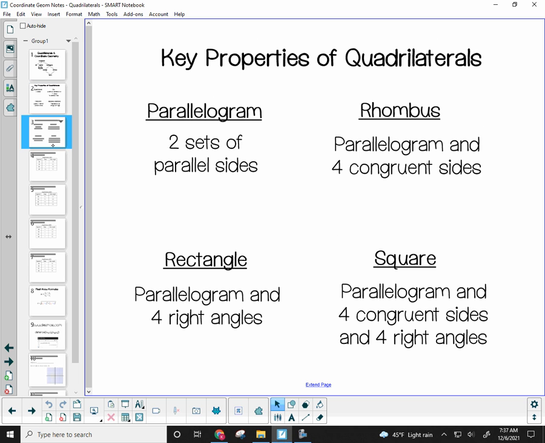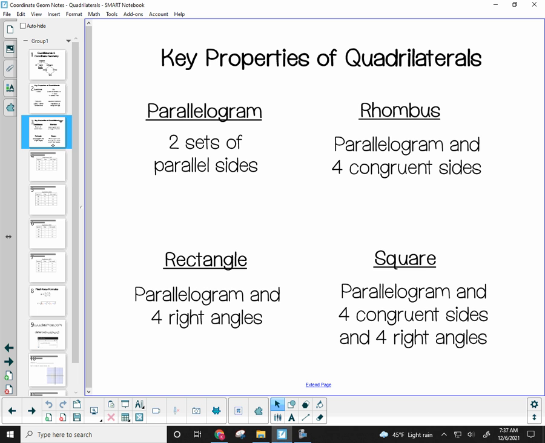Then when you look at a parallelogram, you have 2 sets of parallel sides. A rhombus is a parallelogram with 4 congruent sides. A rectangle is a parallelogram with 4 right angles. And then your square is a parallelogram plus 4 congruent sides, 4 congruent angles, right? So basically those are your basic definitions, and that's going to be key in determining what kind of quadrilateral we're looking at. What's going to happen is we're going to have 4 points, graph them, and determine what kind of quadrilateral it is.